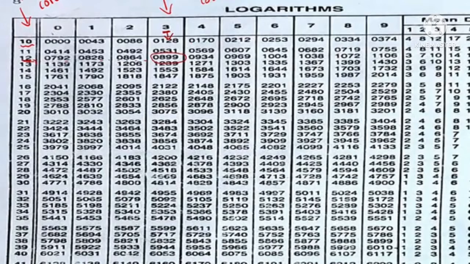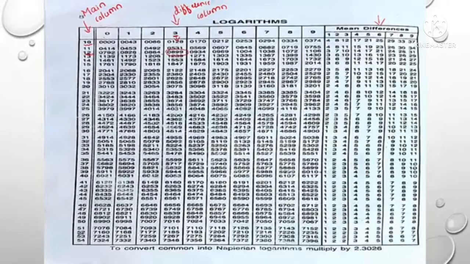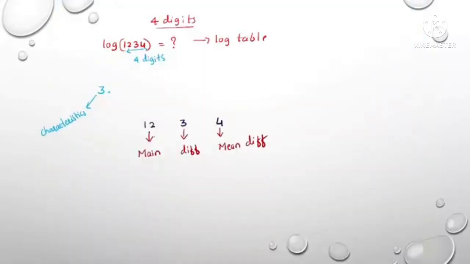You can observe 12 we have to take from the main column, and 3 we have to consider from the difference column. So what is the answer now? You can see 12 at 3 is how much? 0899. So now we can write that number here. 12 at 3 is 0899. So this is what we observed for 12 at 3.